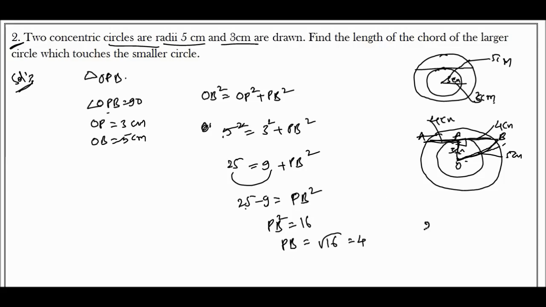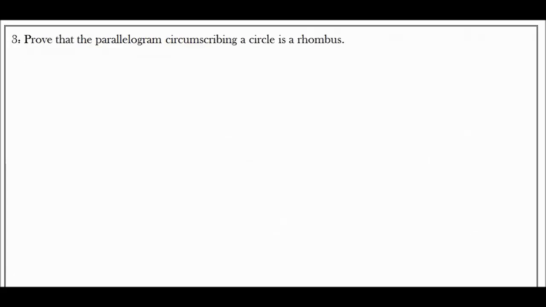So here AB is equal to AP plus PB. So AP is also 4, and 4 plus 4 is equal to 8. Okay, so AB is equal to 8 centimeters here. The chord of this larger circle is 8 centimeters. Answer is 8 centimeters. Next: prove that the parallelogram circumscribing the circle is a rhombus.